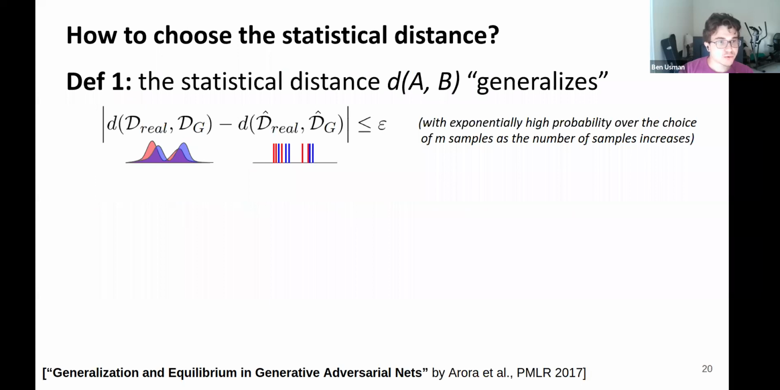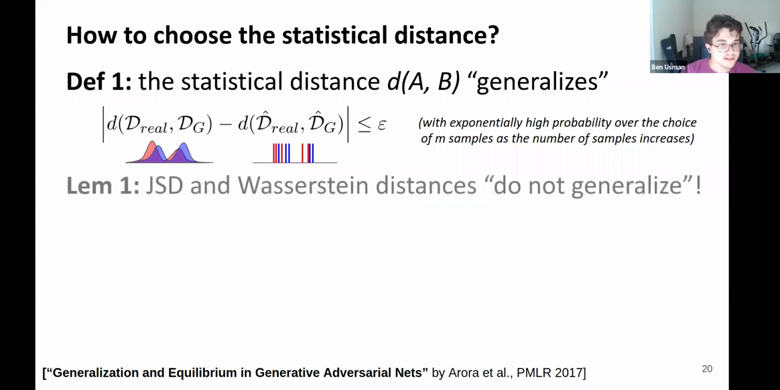Okay, so as I have illustrated before, a bad choice of a statistical distance might prevent us from learning anything meaningful. This paper by Arora and others suggests that good distances are such that, with high probability, they can be estimated accurately enough from a small number of samples by simply comparing their empirical distributions, because this is what we typically do when we train GANs.